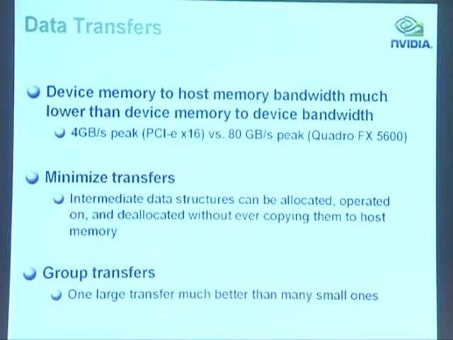Okay, what about data transfers to and from the host across PCI Express? Obviously, transfers across PCI Express are much lower bandwidth than device memory loads and stores. The bandwidth on, for example, a Quadro FX5600 is about 80 gigabytes per second to the device memory, but the PCI Express 16-lane port has a peak bandwidth of 4 gigabytes per second. So obviously you want to minimize the number of transfers. You can do that by grouping things. You can make sure that all your intermediate data is allocated and initialized on the GPU rather than on the host and then transferred.